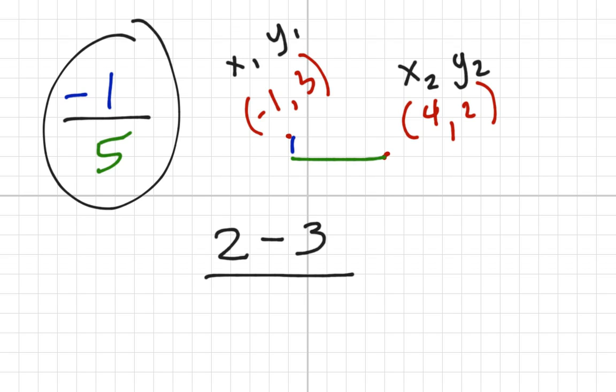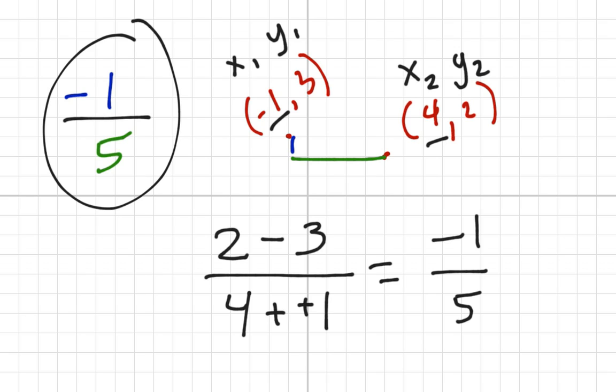The denominator can be found by doing the same thing just with the x coordinates. So where did I end up? At the 4. Where did I start from? At the -1. And so we'll subtract -1. When we subtract a negative, we get a positive value. So the numerator becomes -1. The denominator is going to be really 4 plus 1, which is 5, which gives us the same slope that we had found earlier by counting it on the coordinate plane.